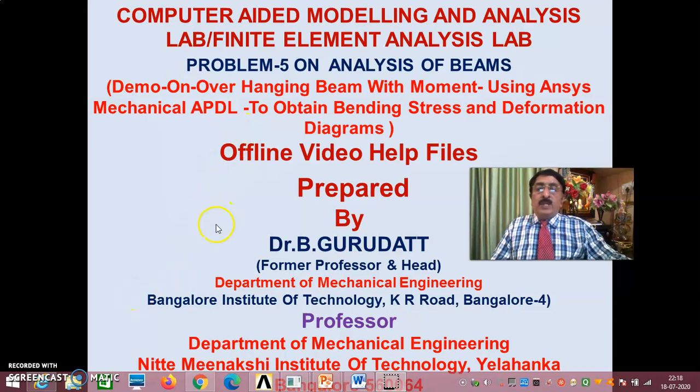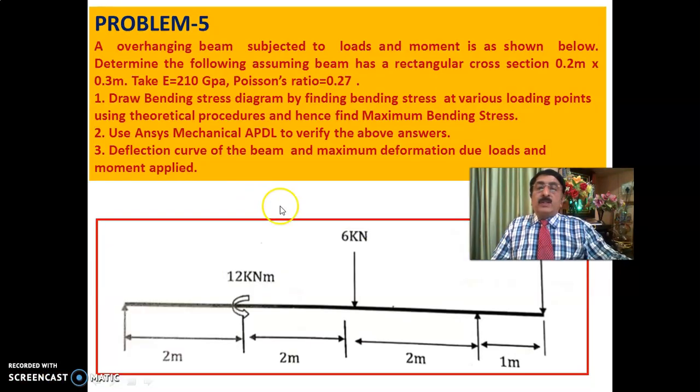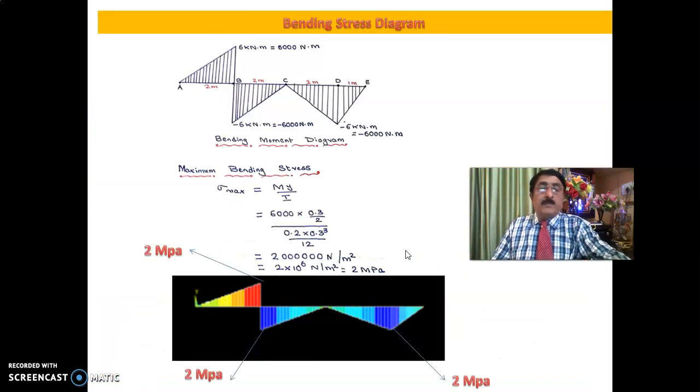Now, as you know, the problem is this. See here, this is the bending stress. Maximum bending stress is 2 into 10 to the power of 6, 2 MPa. This is the bending stress diagram to be obtained here. And since in the bending moment diagram this is 6,000 Newton meter, this is also 6,000, this is also 6,000, everywhere it will be 2 MPa, minus 2 MPa, minus 2 MPa in that way. This is the bending stress diagram you have to get. You have to get exactly 2 MPa. This is the theoretical answer. Our Ansys result should be very close to this. Only this part is remaining now.